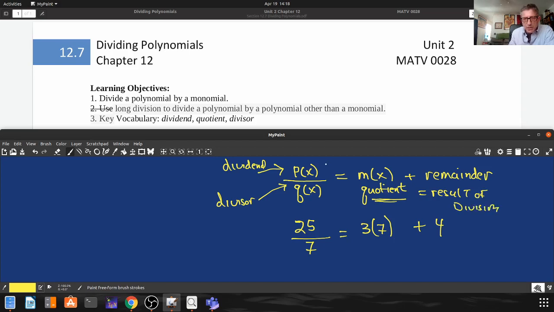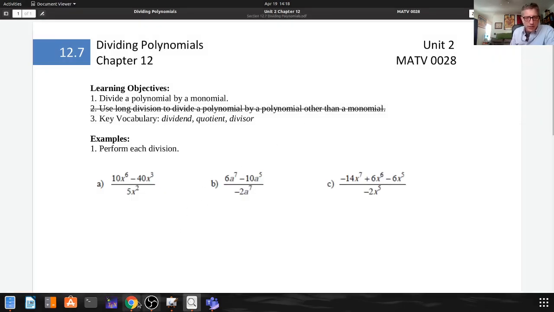And I like to call what's on top the numerator and what's on bottom the denominator. But those are some other terms that you might very well see in the lesson.